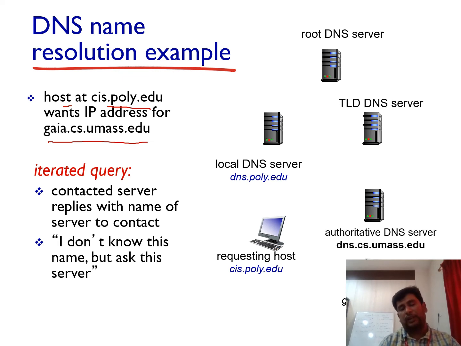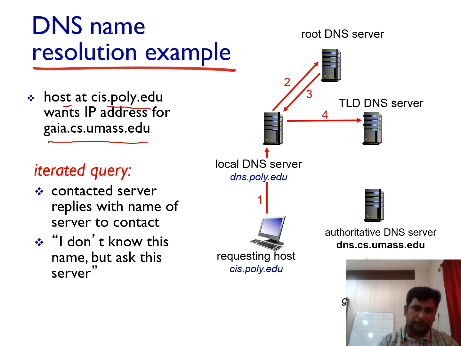Once it starts making a query, the first request from our requesting host is forwarded to the local DNS server. It will check its cache memory. If it is able to find it, it responds back. Else, the local DNS forwards the request to the root DNS server. If the root DNS server is also not able to get the IP address mapping, it informs the local DNS server. Then the local DNS server forwards the request to the top level domain DNS server. If the top level domain server has the data, it will respond back.